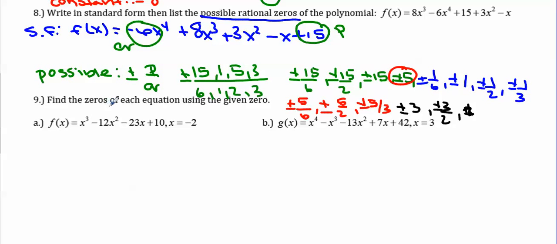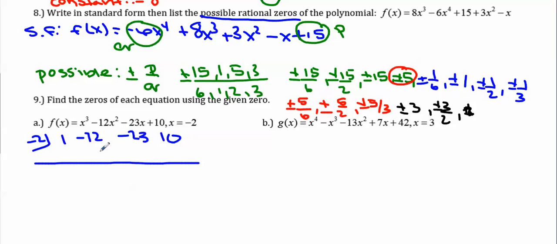All right, now for the next one. Find the zeros of each equation using the given zero. So if it's giving me a 0, and this is a third degree function, then I'm going to want to use synthetic division or long division if you write it as a factor to get it to be a second degree. Why? Because then we can factor. So here we have -2, and I have 1, negative 12, -23, and 10. So it tells me that it's a given 0. So I know that when I'm done with synthetic division, my remainder is going to be 0, if I've done everything right. Bring down the 1.